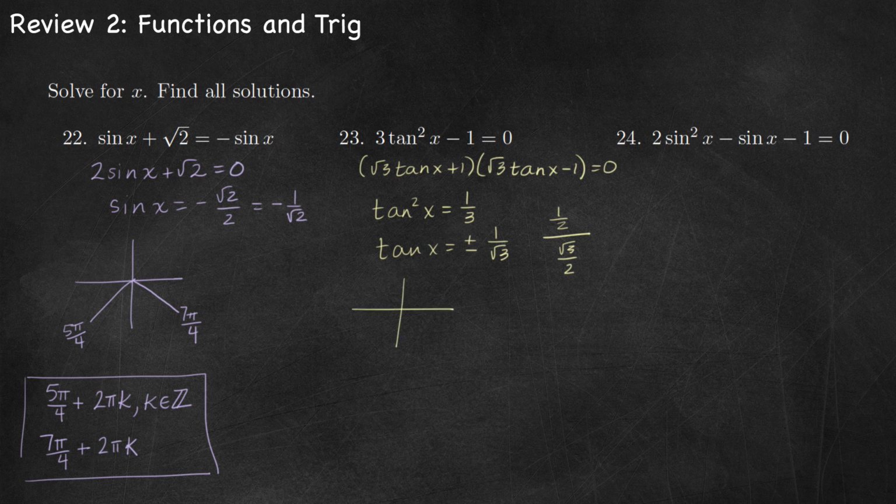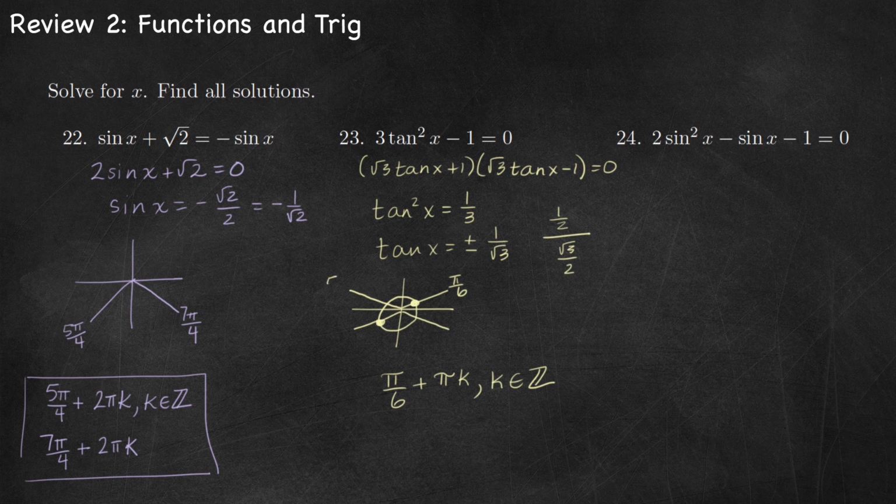So thinking in terms of the unit circle, we have a solution at pi over 6, and we have another one over here, and another one here, and another one here. So pi over 6, now if I just add pi to that, I get the next solution. If I add pi again, I get the next solution, and so on. So I've got pi over 6 plus multiples of pi this time, so plus pi k, which makes sense because the period for the parent tangent function is pi, not 2 pi.